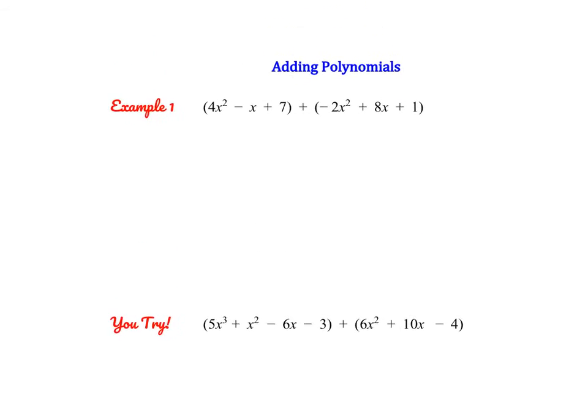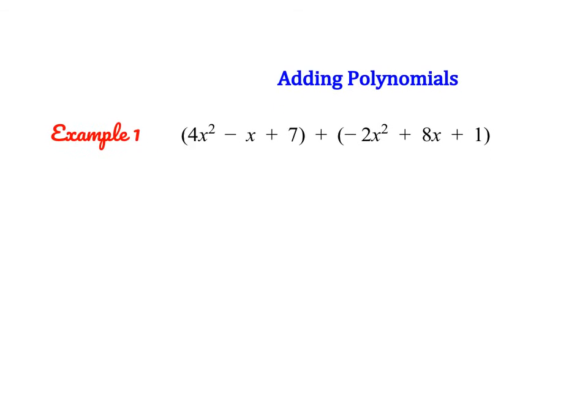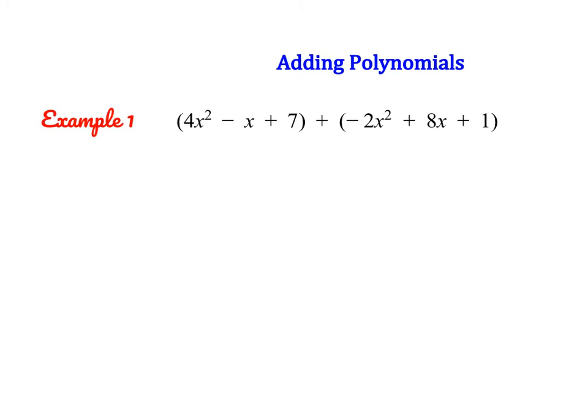Okay, let's give one of these a try. We're going to start by adding two polynomials. You can see here we have a trinomial, and then I'm adding it to another trinomial. I want to show you two different ways that you can set these up, and you can pick which way works better for you.